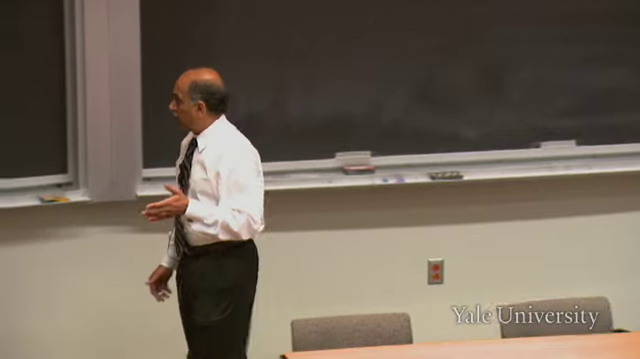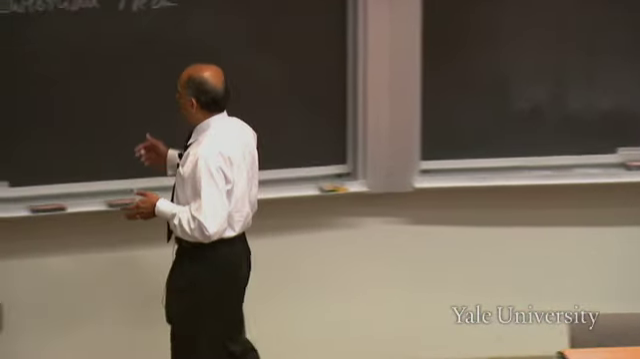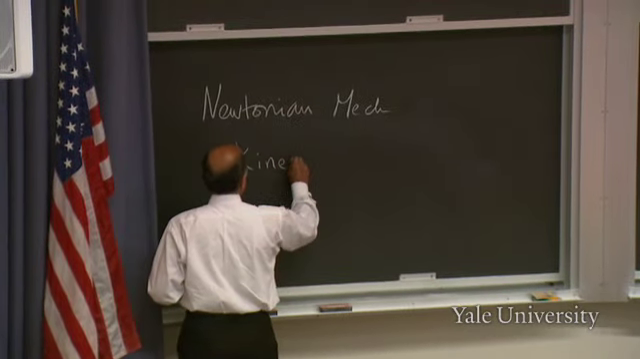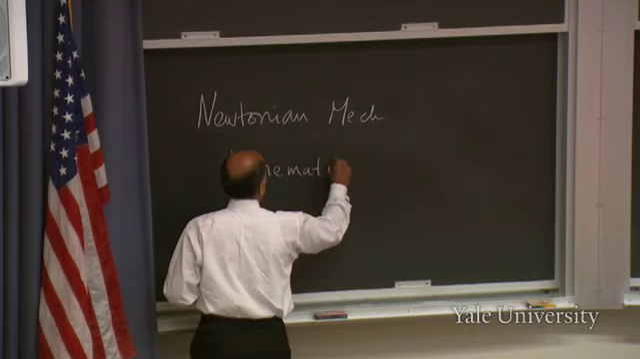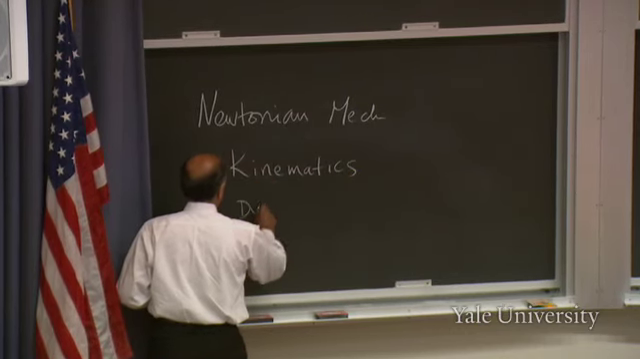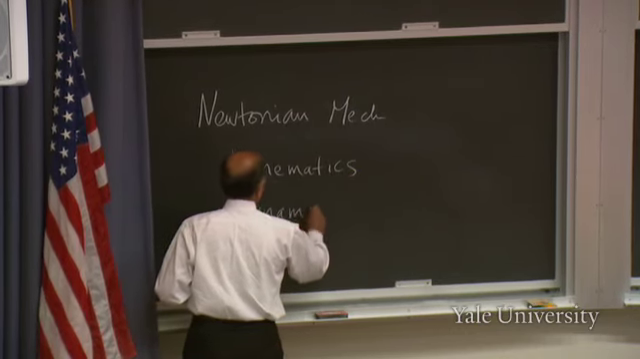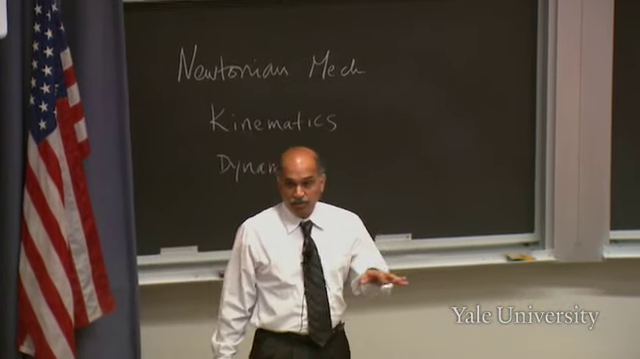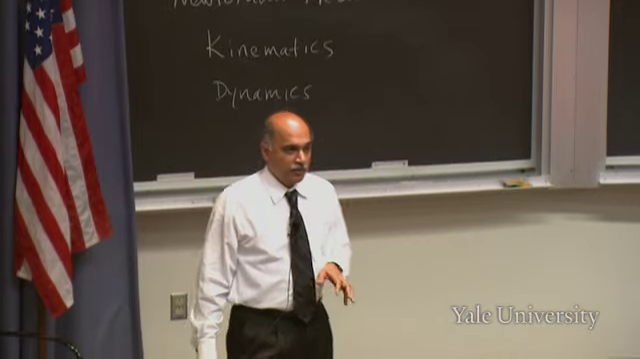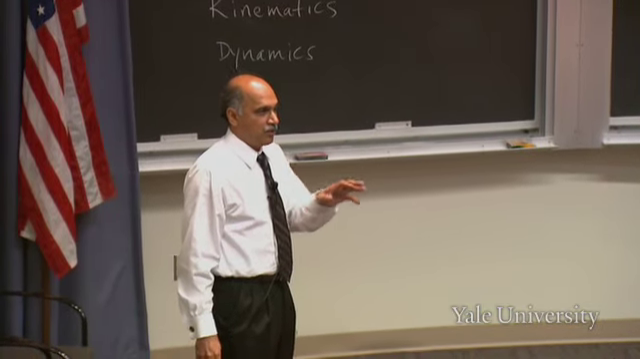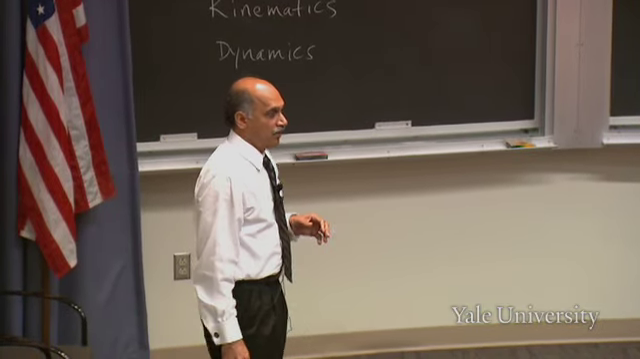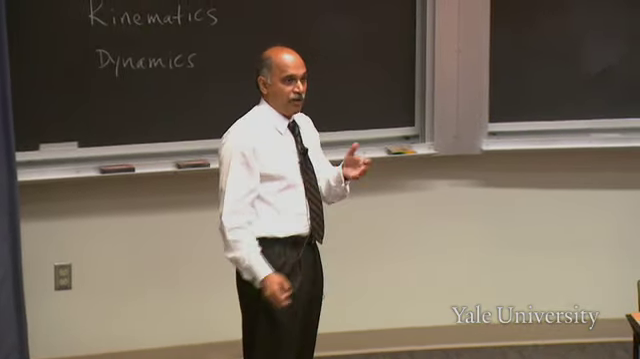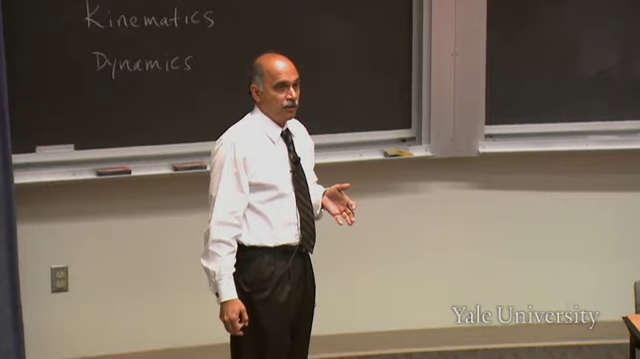So the project of Newtonian mechanics of predicting the future given the present has two parts. One is called kinematics, and the other is called dynamics. Kinematics is a complete description of the present. It's a list of what you have to know about a system right now. For example, if I throw the chalk, you will have to know where it is and how fast it's moving.